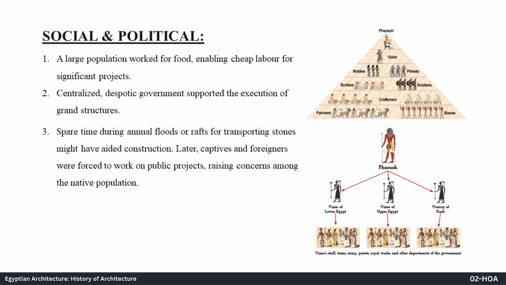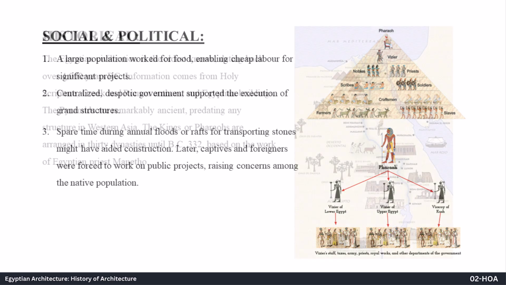Social and political. A large population worked for food, enabling cheap labor for significant projects. A centralized, despotic government supported the execution of grand structures. Spare time during annual floods or rafts for transporting stones might have aided construction. Later, captives and foreigners were forced to work on public projects, raising concerns among the native population.